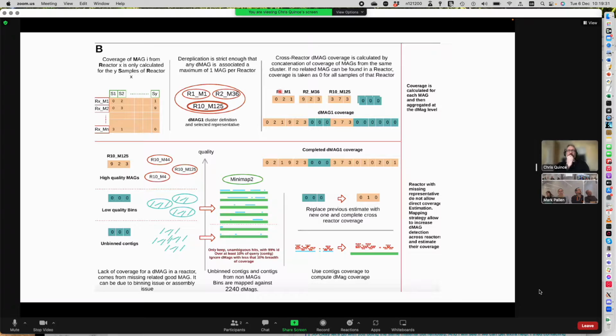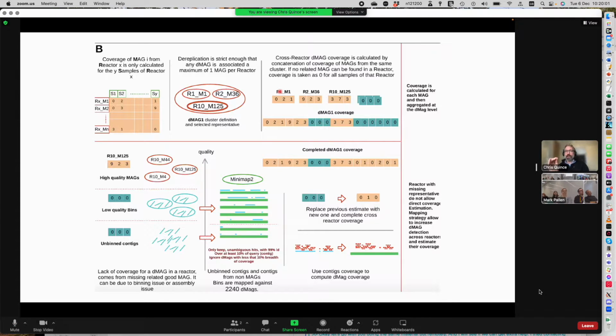Now, there are still some issues to be solved. One of the most challenging issues we find with these studies is actually deciding what the abundance of a MAG is in different samples. This seems like a sort of obvious thing, but when you start to think about it, it's perhaps a bit more complicated than you might imagine.